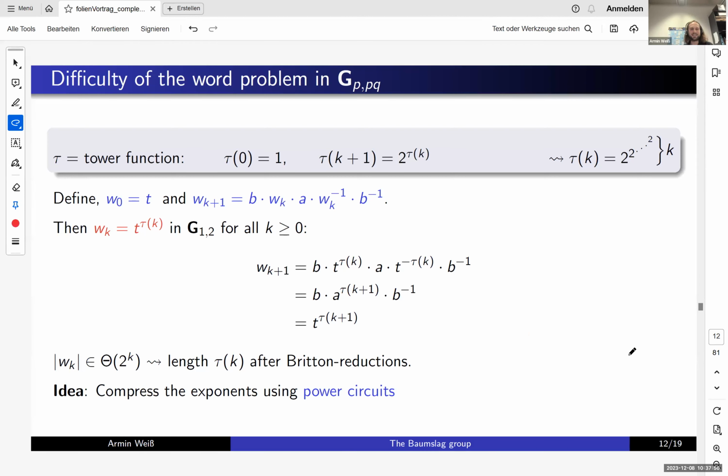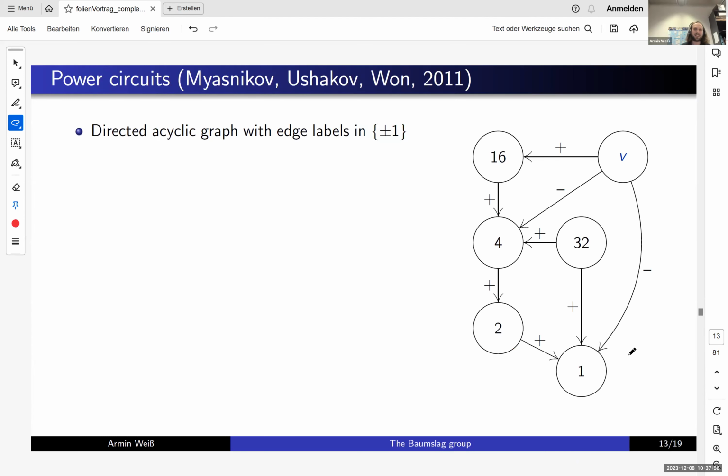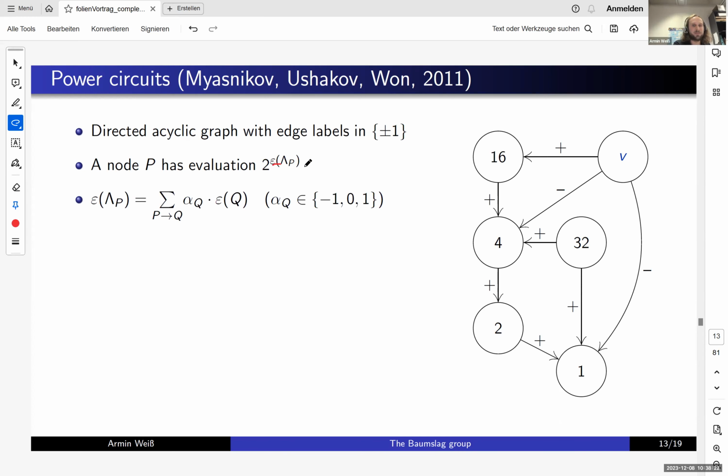And for this, some clever people came up with the notion of using power circuits. A power circuit is a directed acyclic graph with labeled edges. We label edges with plus or minus 1. If we consider power circuits with base q, we can also add some digits on them, but I explain them just for 2 because it's easier. Each node has an evaluation, which is just the evaluation of 2 to the lambda of p. We call lambda of p the successor marking, and it's just a sum over all outgoing edges of the evaluation of the successor node.